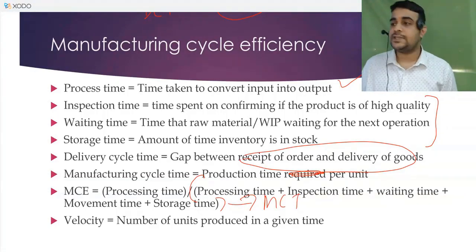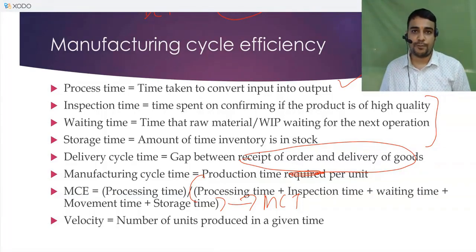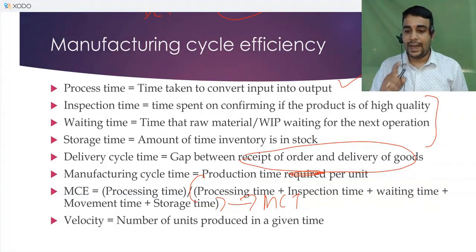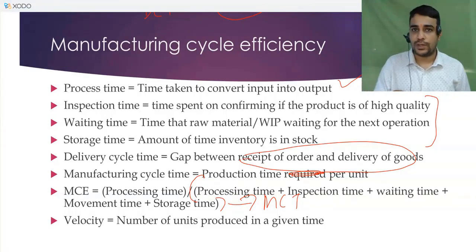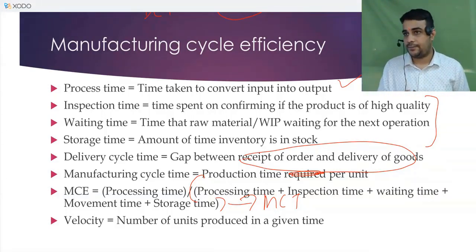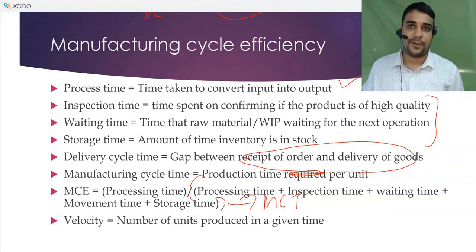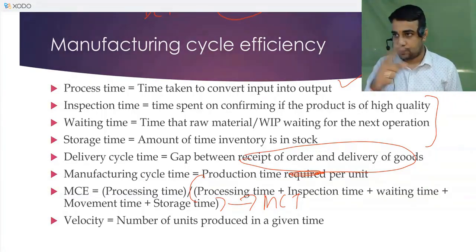Velocity is how many units you have produced. They'll ask something called manufacturing velocity, which is basically how many units you have produced in a given time. I think we had done one question on manufacturing cycle efficiency when we were doing an area called cellular manufacturing. There were two questions on this. We have already done there. There you would see a difference between delivery cycle time and manufacturing cycle time. There was a question where they said that you received the order and you did not start manufacturing for some 2-3 days. So that is one area which you can see.